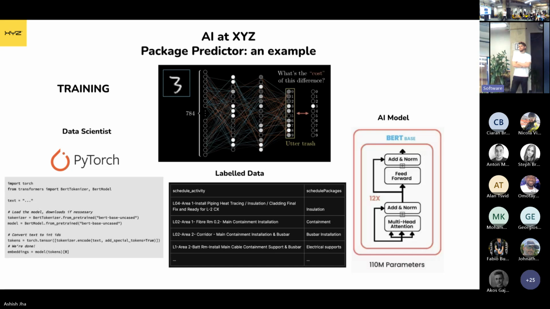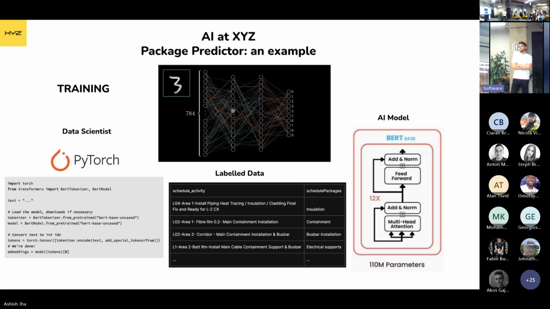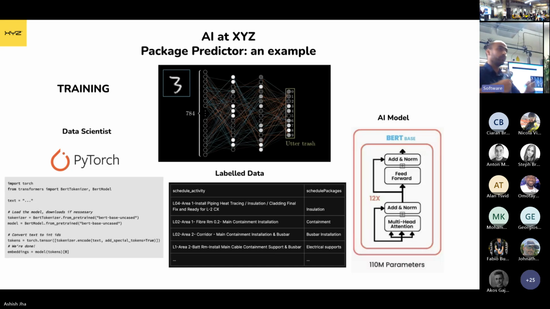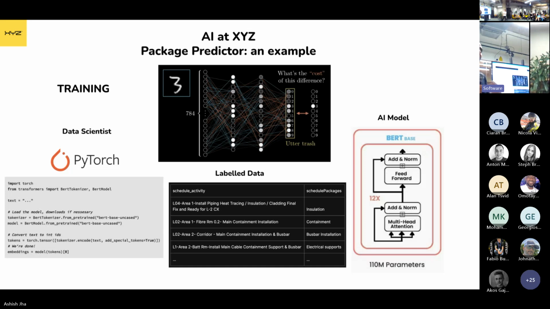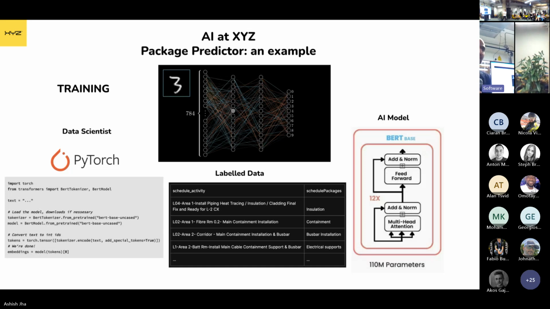And eventually, after several what we call epochs, or several times of looking at the entire data set, the model has tuned all of its 110 million parameters in a way where now it's ready. Give it a schedule activity name, and it's going to produce the correct package with 90 or 95 or 99% accuracy. And keep in mind, it will still output probabilities. So it's still going to be in the continuous domain, and then we use a threshold to convert that into a concrete decision.